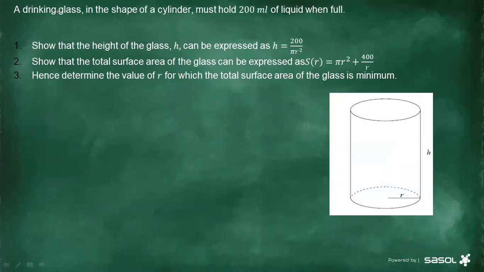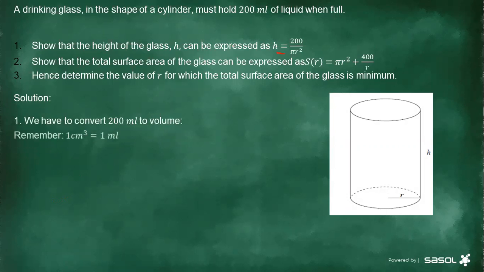A drinking glass in the shape of a cylinder must hold 200 milliliters of liquid when full. Show that the height of the glass, H, can be expressed as this. From the scenario, we are given milliliters, but we can convert it to volume. This is what we did, and the volume we have is 200 cubic centimeters.